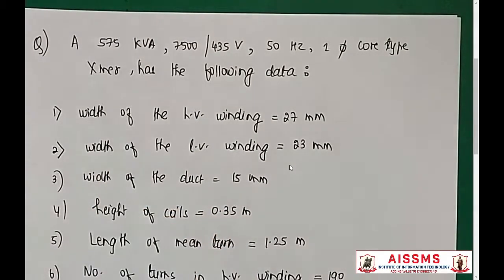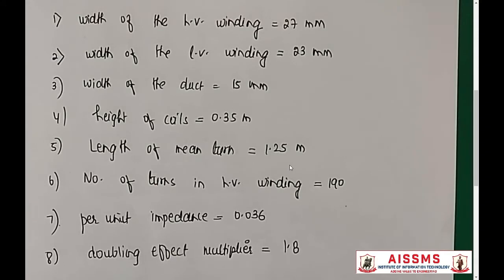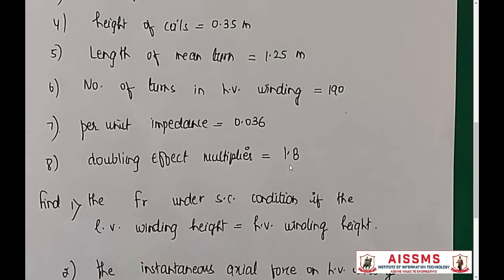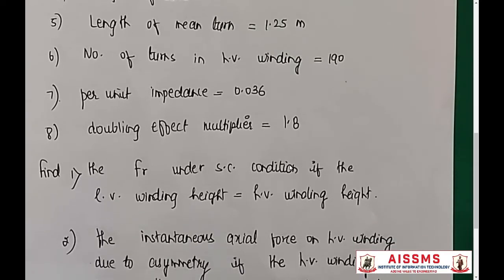A 575 kVA, 7500 by 435 volt, 50 Hz, single phase, core type transformer has the following data. Width of the HV winding is 27 millimeters. Width of LV winding 23 millimeters. Width of the duct 15 millimeters. Height of the coils 0.35 meters. Length of mean turn 1.25 meters. Number of turns in the HV winding is 190. Per unit impedance 0.036. Doubling effect multiplier 1.8.